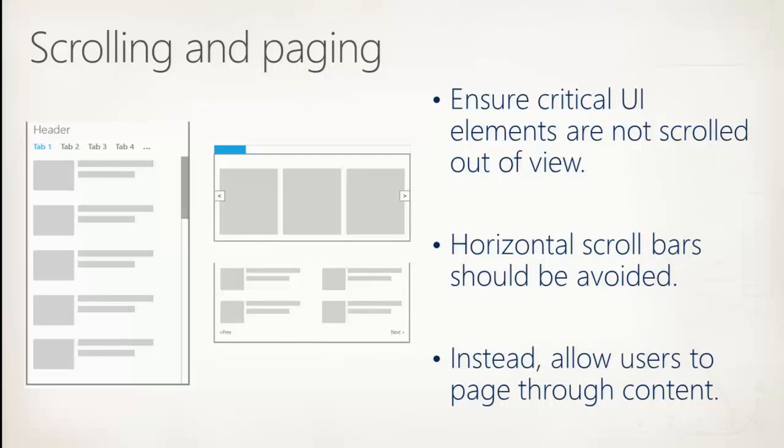Scrolling and paging. So again, in the examples I showed, it was really critical that the insert buttons at the bottom didn't get scrolled out of view. That's really important, as well as the header. And if you have horizontal style content apps or mail apps, which are always horizontal style, instead of having a horizontal scroll bar, we find it's a lot better to have paging. It's just a better user experience.